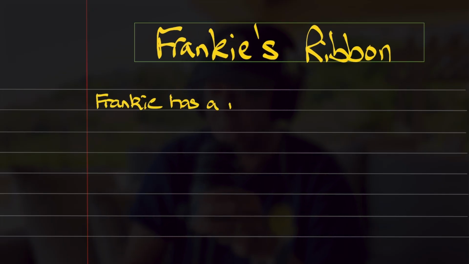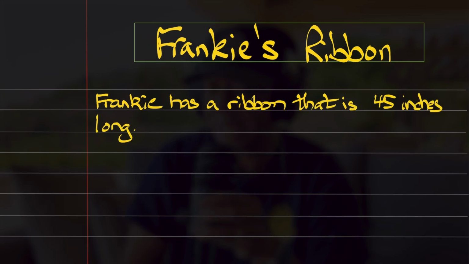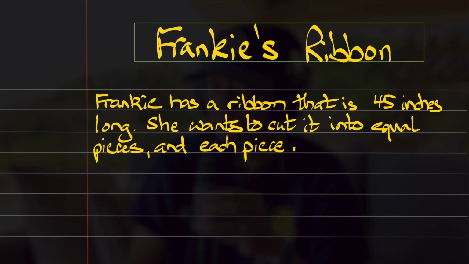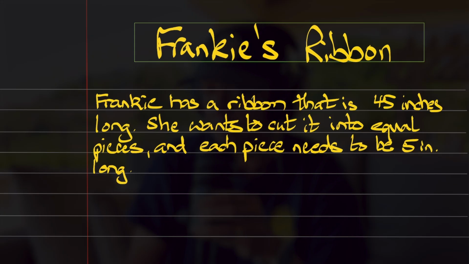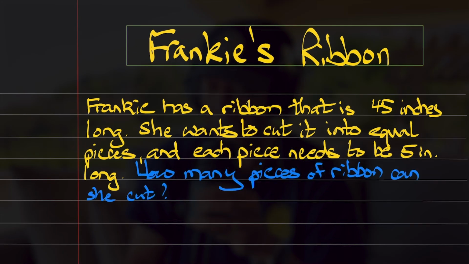So, Frankie's ribbon. Frankie has a ribbon that is 45 inches long. And what she wants to do is cut that ribbon into equal pieces. Now, each piece is supposed to be 5 inches long, exactly. 45 inches total, and each piece 5 inches. And the question is, how many pieces of ribbon can she cut?